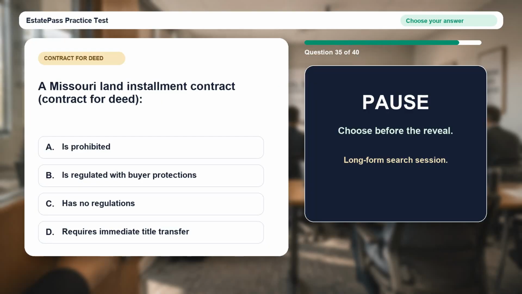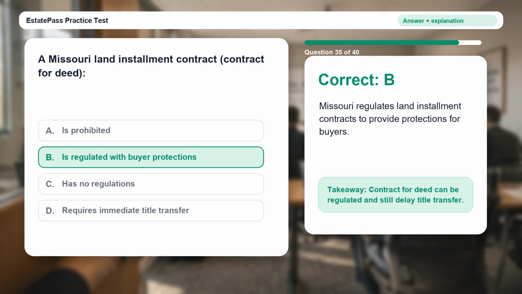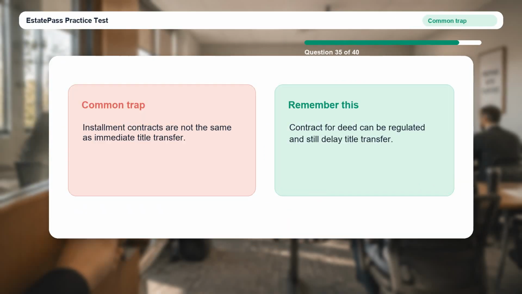Question 35. A Missouri land installment contract, contract for deed. Your choices are A. Is prohibited, B. The correct answer is B. Is regulated with buyer protections. Explanation: Missouri regulates land installment contracts to provide protections for buyers. Common trap: installment contracts are not the same as immediate title transfer.